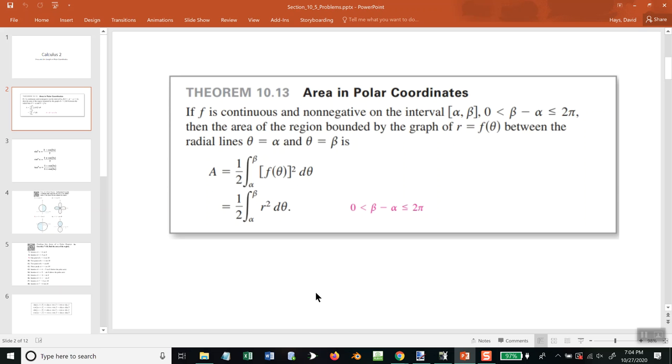Now here's our theorem: the area in polar coordinates. If f is continuous and non-negative on the interval alpha to beta, including those values, and beta minus alpha is between 0, not including 0, and less than or equal to 2 pi, then the area of the region bounded by the graph of r equals f of theta between the radial lines theta equals alpha and theta equals beta is A equals 1/2 times the integral from alpha to beta of f of theta squared d theta, or 1/2 the integral from alpha to beta of r squared d theta.